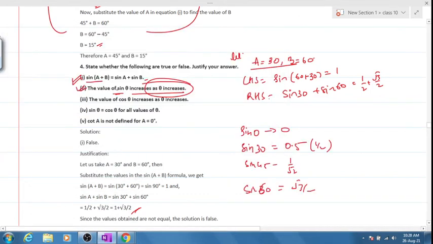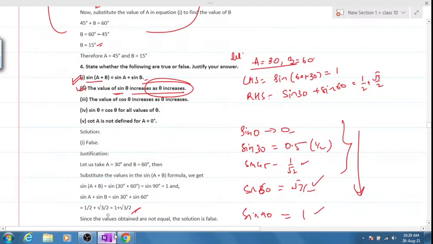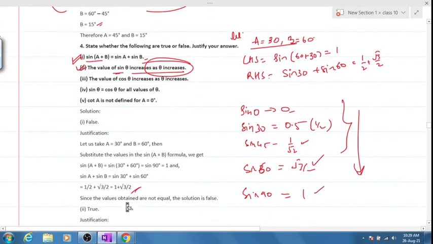Second question says that the value of sine theta increases as theta increases. Yes, it increases. From 0 to 90 we always find that it is increasing. It starts with 0 and ends at how much? 1. Yes or no? This is close to 0.7, this is 0.8 and this is 1. So you see that it's constantly increasing with the increase in theta. Is it clear? We'll have to write this thing.